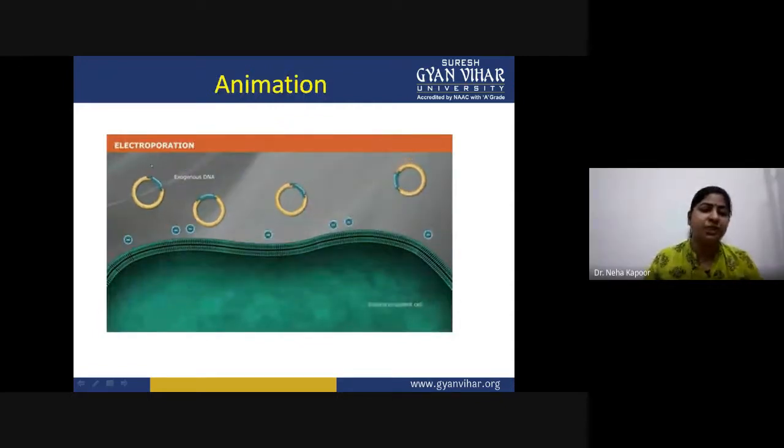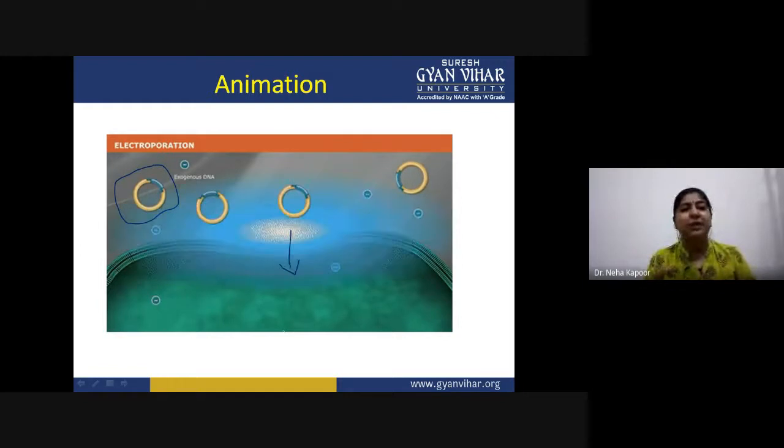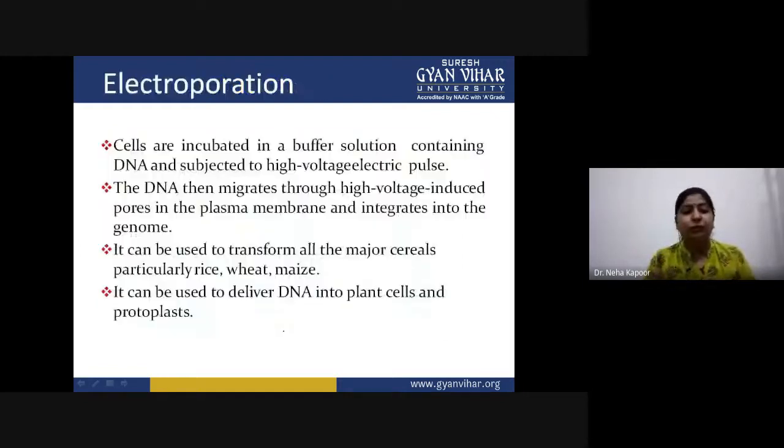Suppose this is the exogenous DNA that we want to introduce. This is the bacterial cell, these are the pores, and through these pores the DNA will be entering inside. If you want to conduct this experiment in real time, you have to incubate the cells in a buffer solution containing DNA, and you have to subject them to a high voltage electric pulse. Then the pores would be created and DNA will migrate through these high voltage induced pores in the plasma membrane, and it will get integrated into the host genome.